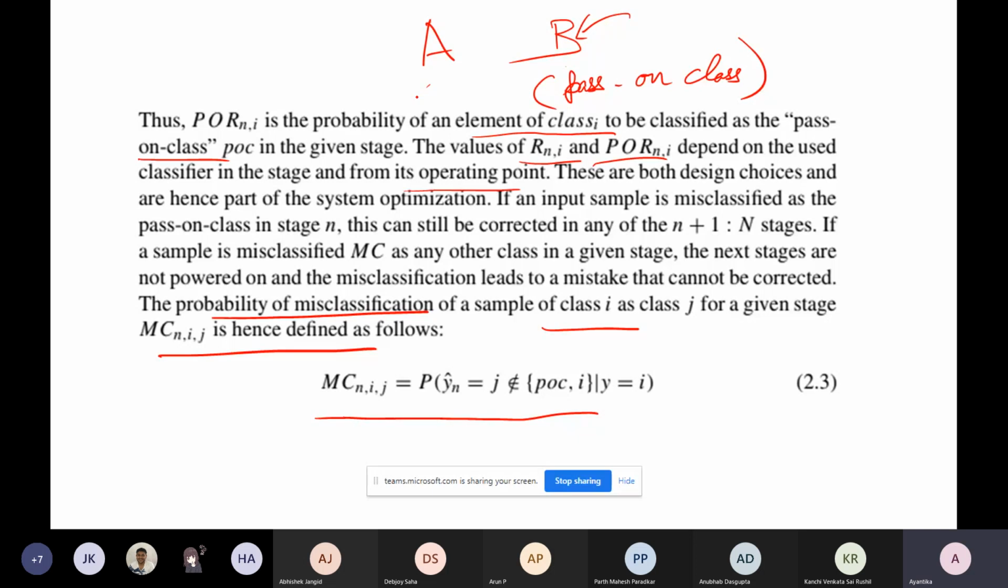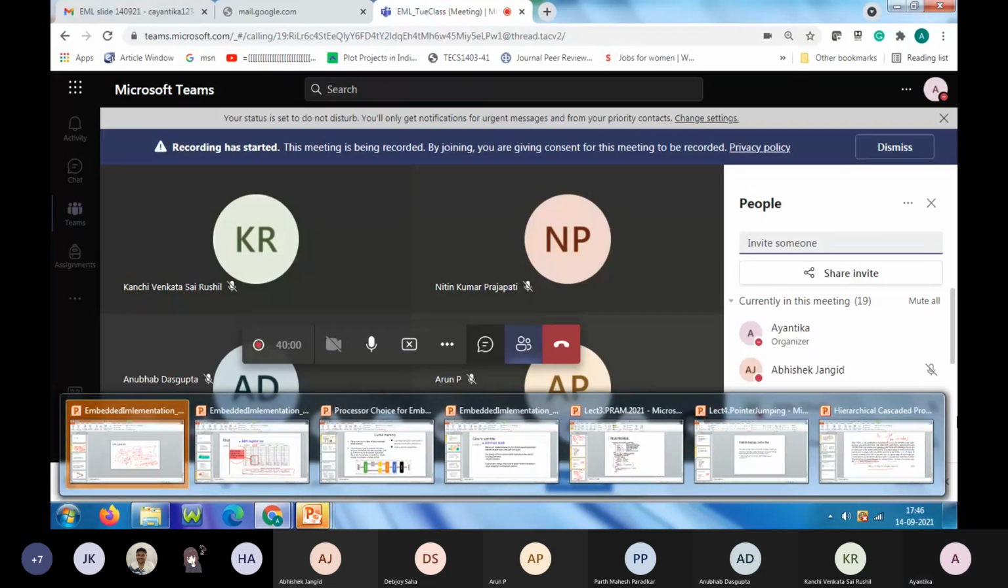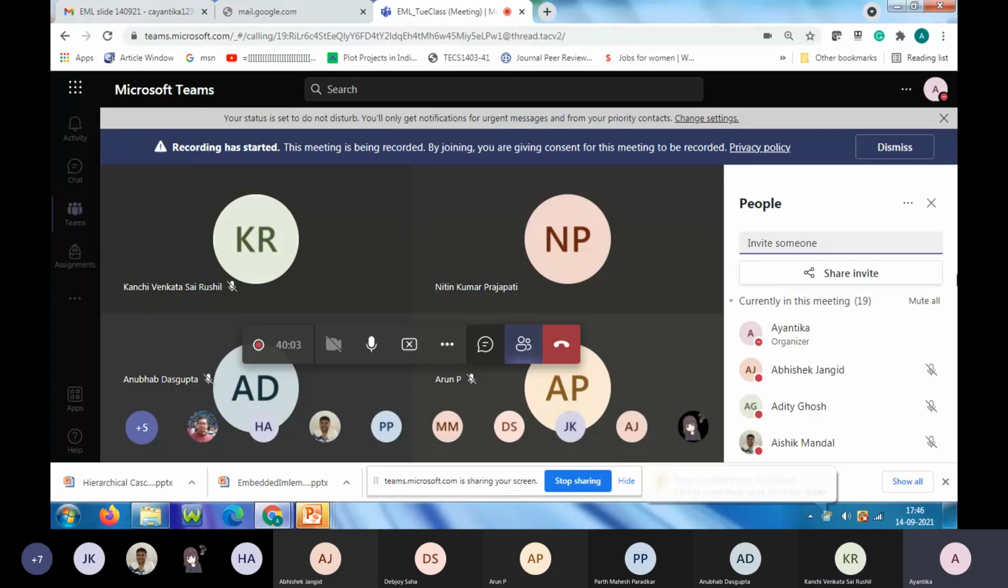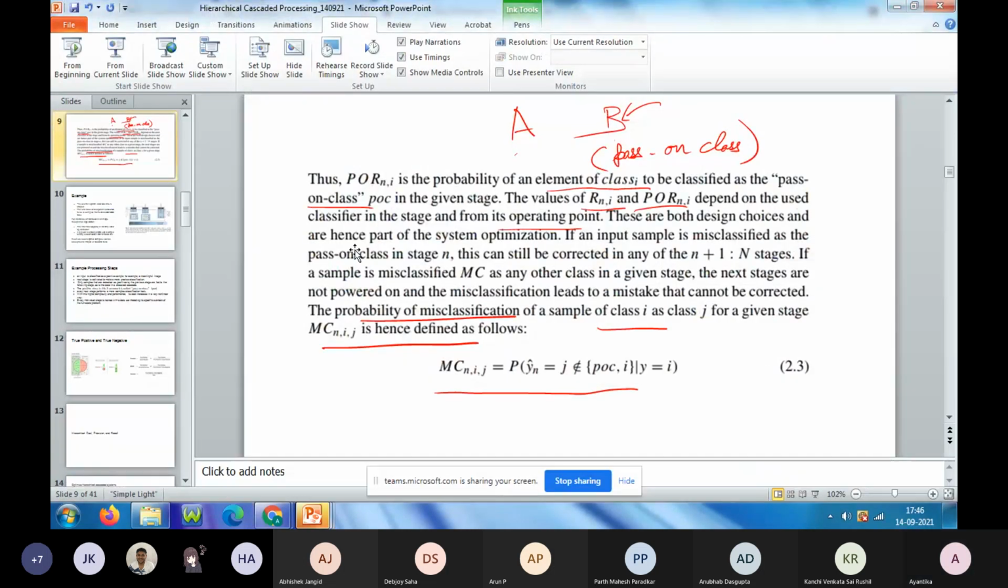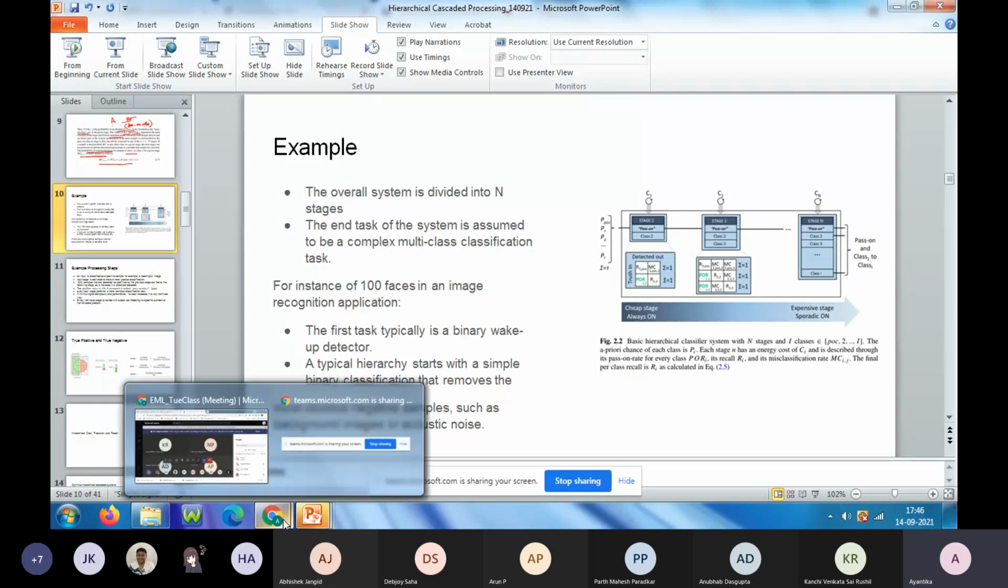Okay, is this point clear about the pass on rate and misclassification? Everybody, is it clear? Are you there? Am I audible? Yes, no? Yes, I'm audible. Is it clear, this part? No response. Then tell me, yes, no. Should I repeat?